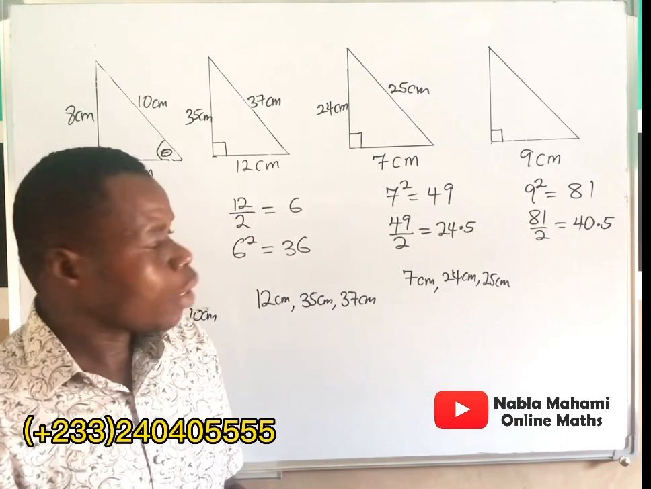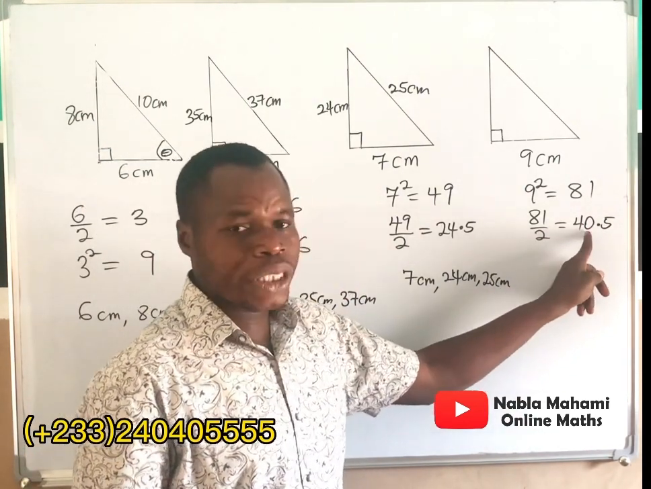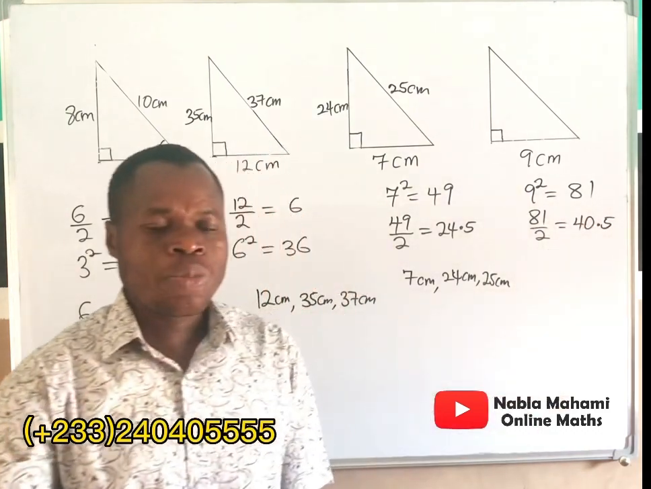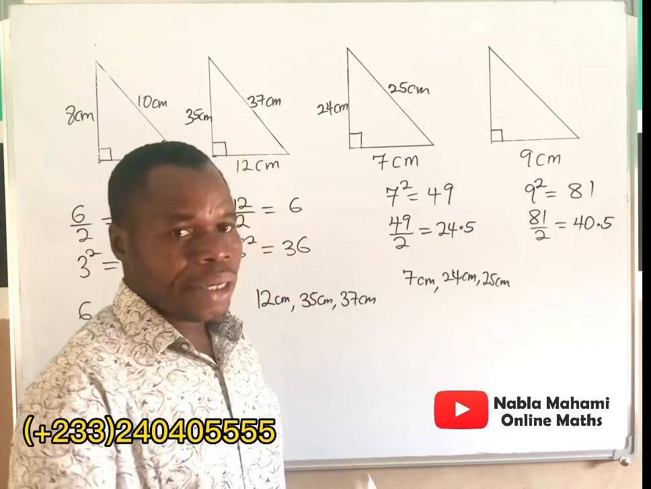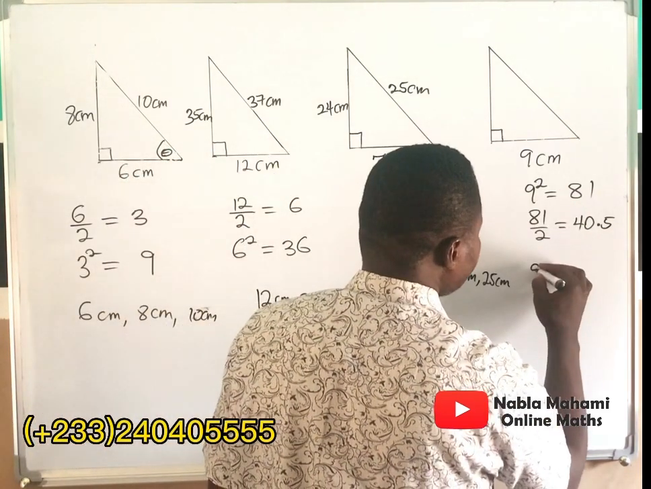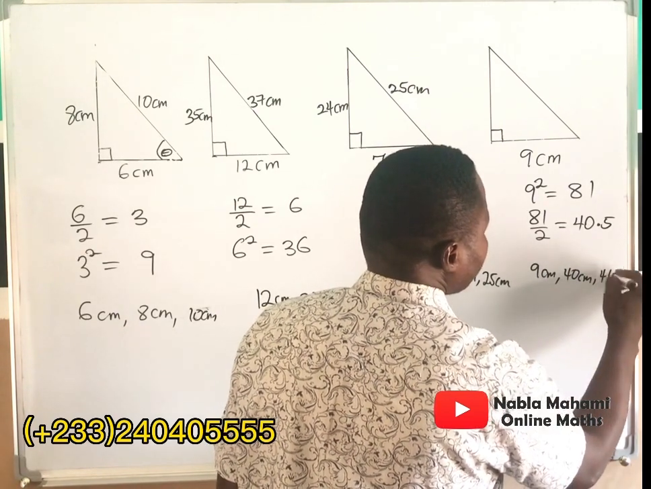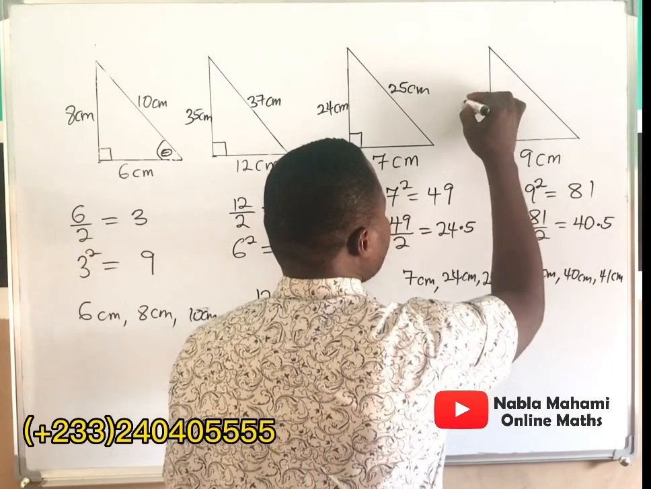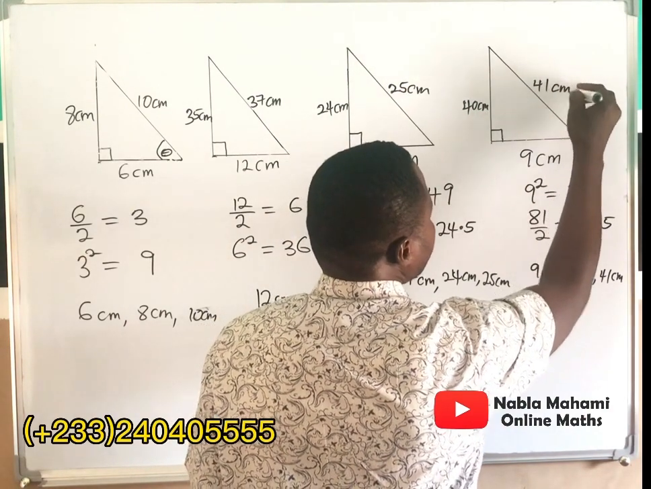So my size will now be 40. I'll take the number before the decimal point. So that is 40. Then after that, I'll round this one to this. That will also be what? 41. That means that 40.5 lies between 40 and 41. So the size of this one too will be 9 centimeters, 40 centimeters, and 41 centimeters. So let me write my 40 centimeters here, and this side will be 41 centimeters.